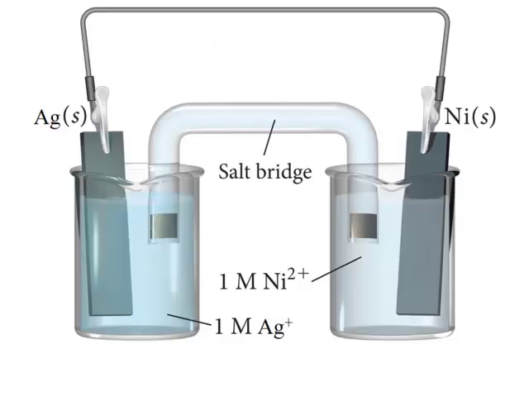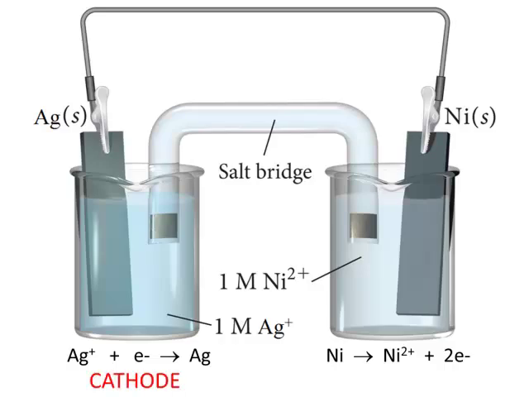Next, you're asked to do some labeling of the illustration. When we figured out the thermodynamically favorable reaction, we determined that silver was being reduced and nickel oxidized. Reduction occurs at the cathode. Oxidation occurs at the anode. Electrons always travel from anode to cathode.